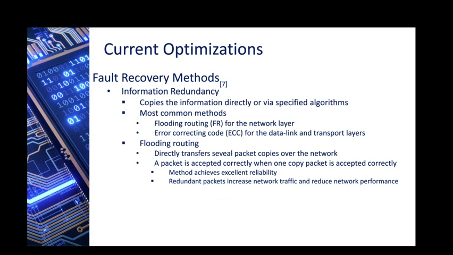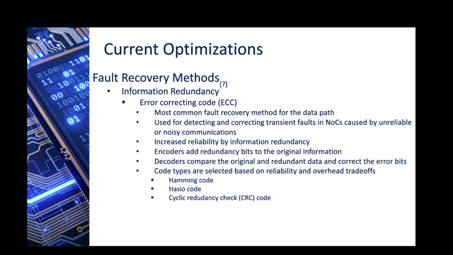With information redundancy, it copies the information directly or via a specified algorithm. The most common methods are either flooding routing for the network layer, or error correcting code for the data link and transport layers. With flooding routing, it directly transfers several packet copies over the network. A packet is accepted correctly when one copy packet is accepted correctly.